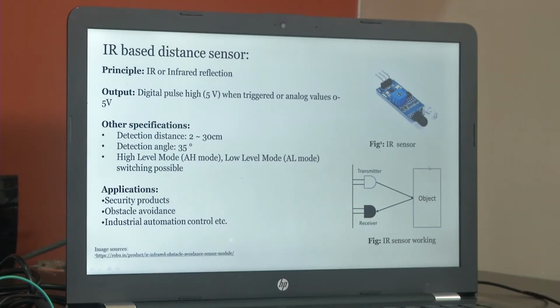If the object is not here, this light ray is going to go to infinity and no reflection will happen. But at the same time, if the object moves towards it, then the receiver will detect some reflection and will detect that the IR is bouncing back, or that an obstacle or object is close to it.